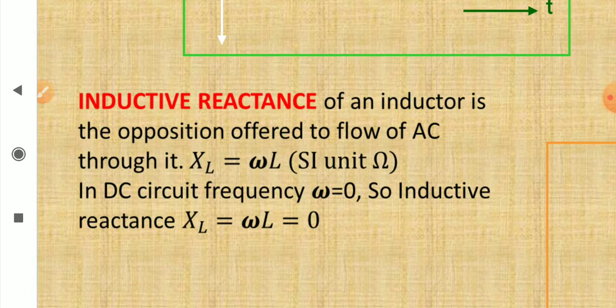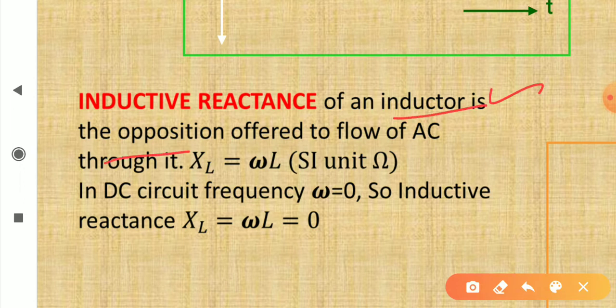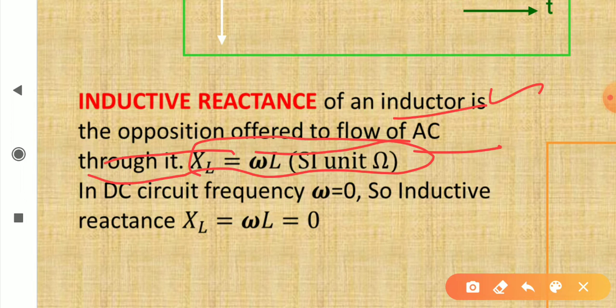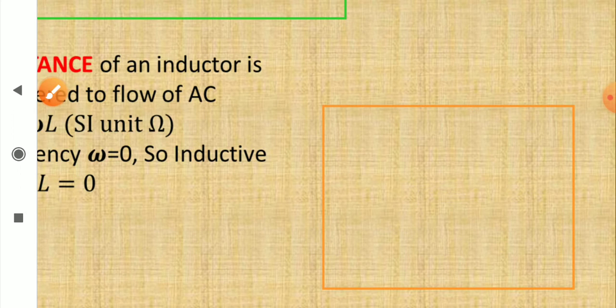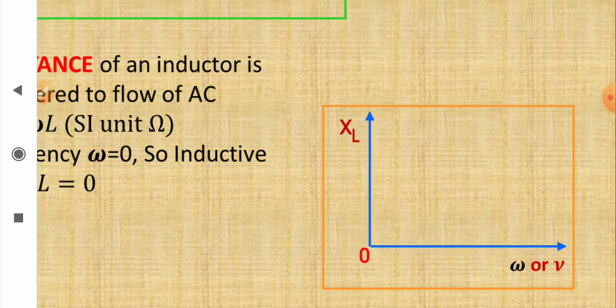Now, how do we define inductive reactance? Inductive reactance of an inductor is the opposition offered to flow of alternating current through it. And as I told you, this has a unit of resistance. Its SI unit is ohm. It behaves like resistance in an AC circuit. Now for DC circuit, the frequency omega is 0. So inductive reactance for DC is 0. Or in DC circuit, the resistance offered to flow of DC is 0.